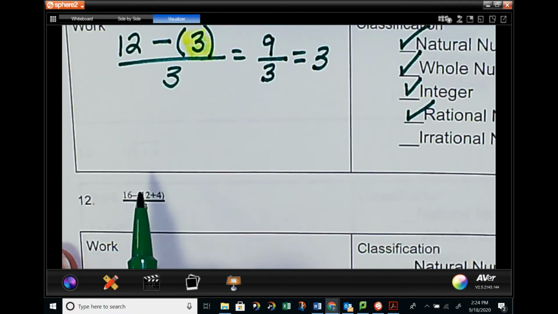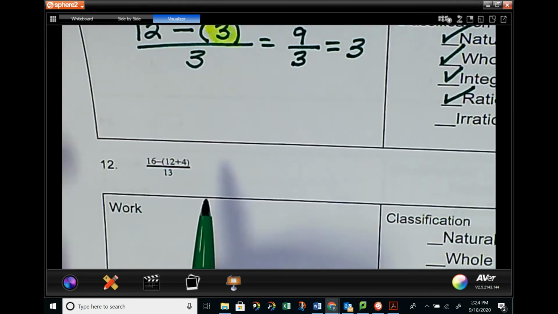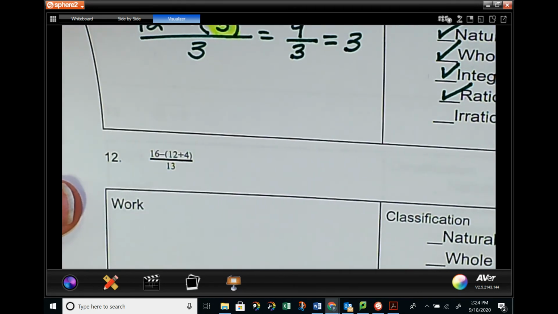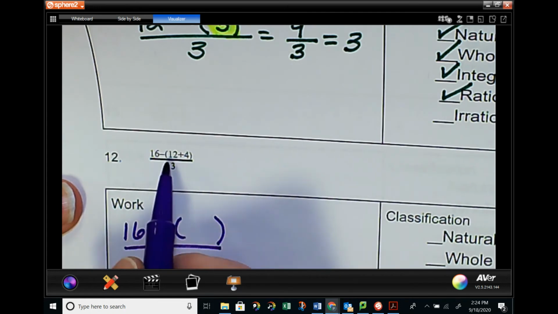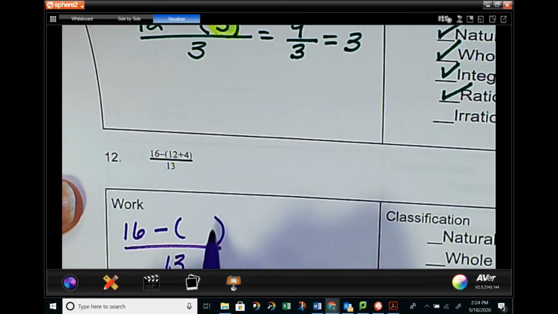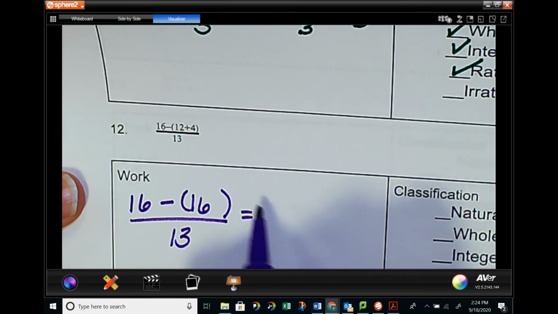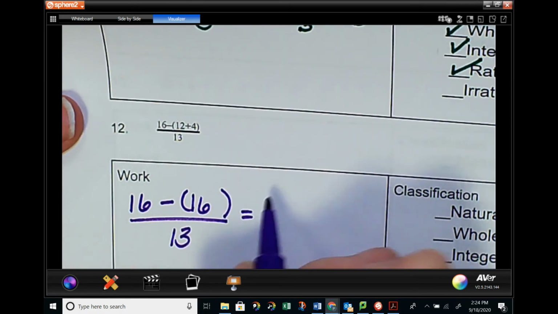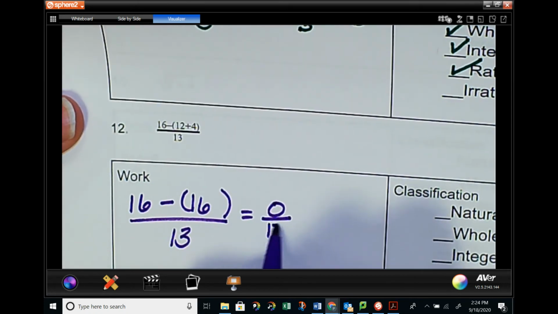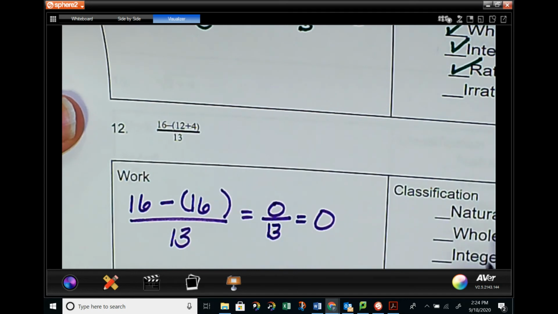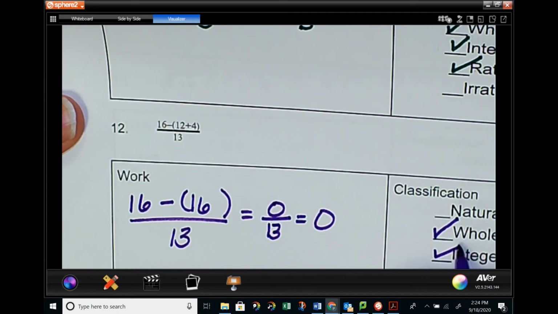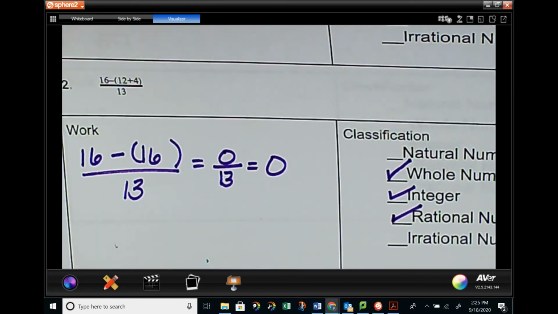So question, this one right here, question 12, PEMDAS again. So I'm going to do what's inside here in the parentheses. So 16 minus, and then my parenthesis part, over 13. So 12 plus 4 is 16. And then we just simplify. 16 minus 16, because those parentheses aren't really that important. They're going to be 0 over 13. 0 over 13 is 0. Oh, that's the same thing. It's a whole number, it's an integer, and it's rational.